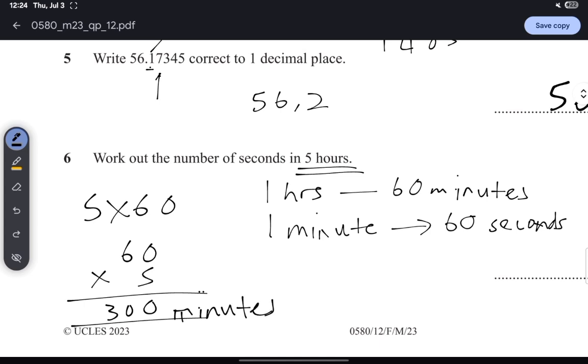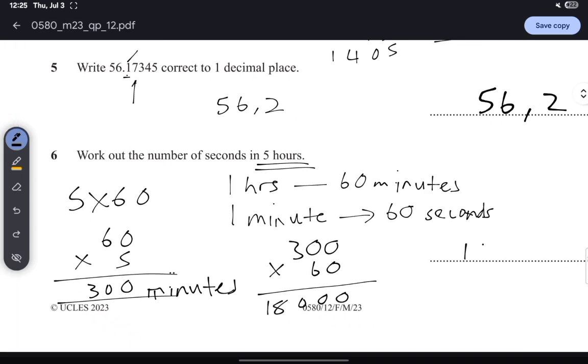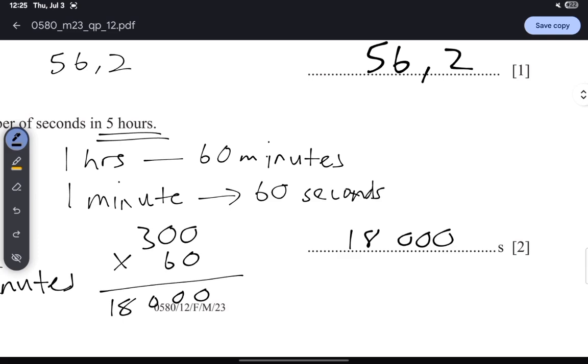Then we want to see how many seconds we have in 300 minutes, knowing that in 1 minute we have 60 seconds. So how many seconds do we have in total for 300 minutes? We're going to say 300 minutes times 60 seconds. So we add a 0 as a placeholder there. 0, 0, then 18. And we're going to see that we have 18,000 seconds. The S has already been put for you there.